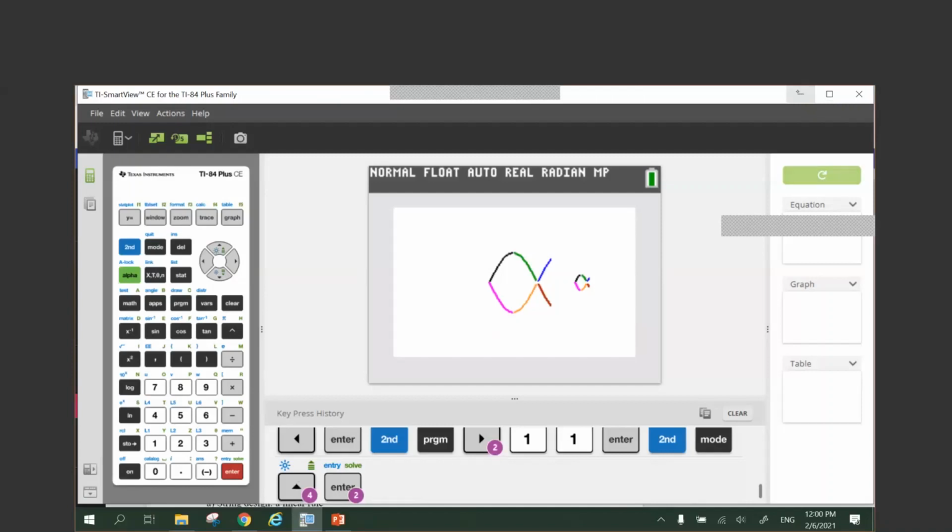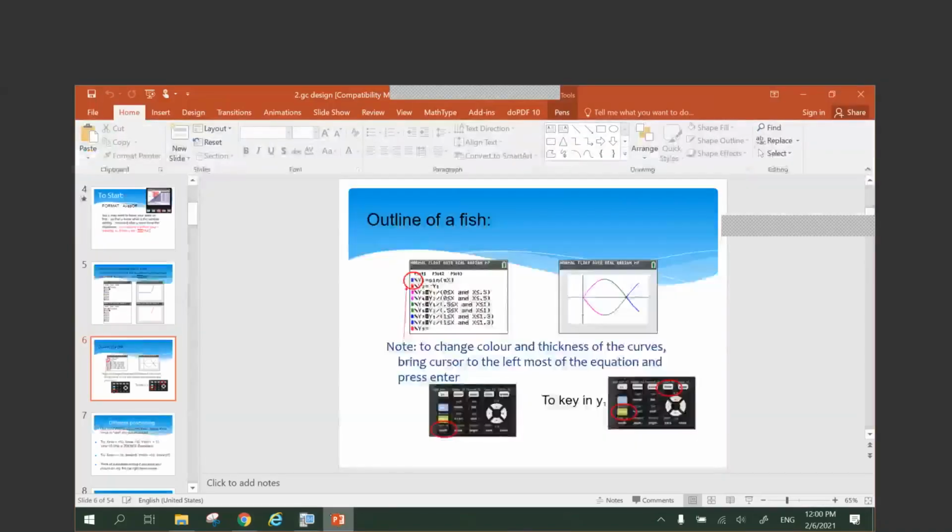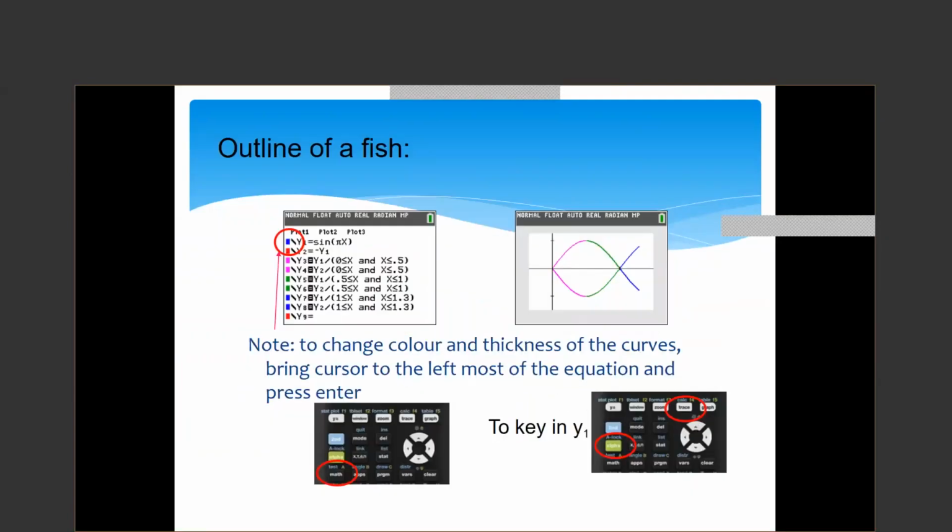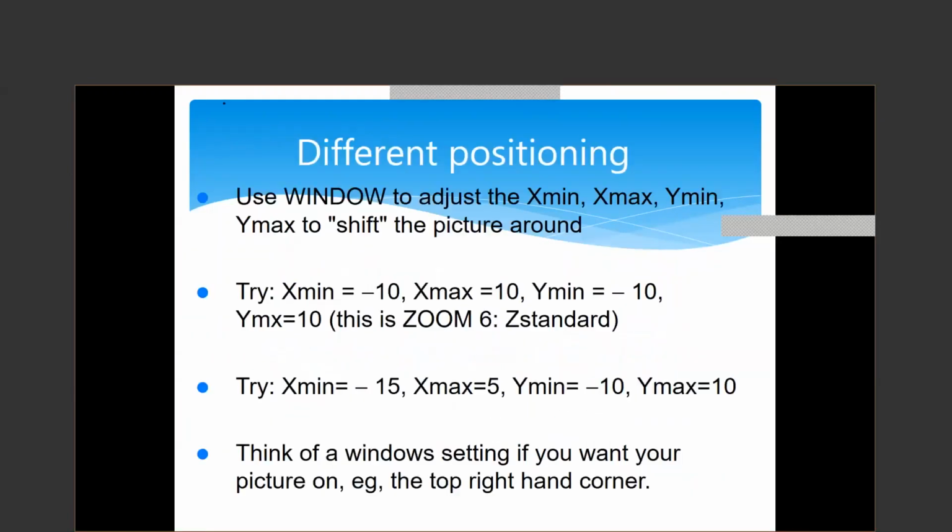Okay, back to my PowerPoint. So we were here. We have finished this part. This is to show you the different positioning.